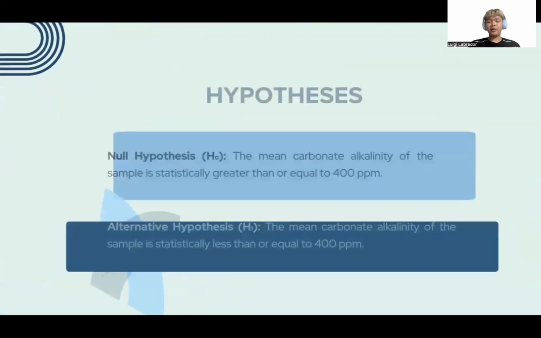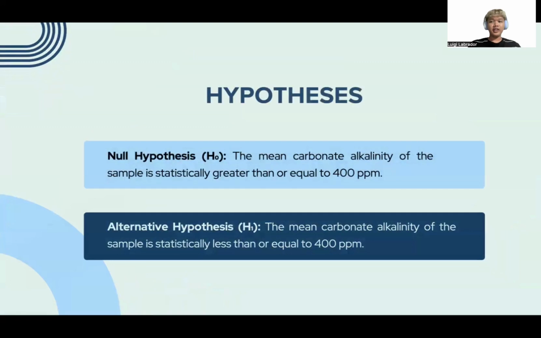Now, the hypothesis of our study is here on the screen. For our null hypothesis, the mean carbonate alkalinity of the sample is statistically greater than or equal to 400 ppm. This would mean that the water sample definitely exceeded the threshold and is not compliant with the Illinois Department of Public Health standard. For our alternative hypothesis, if we manage to reject the null hypothesis, the mean carbonate alkalinity of the sample is statistically less than 400 ppm.